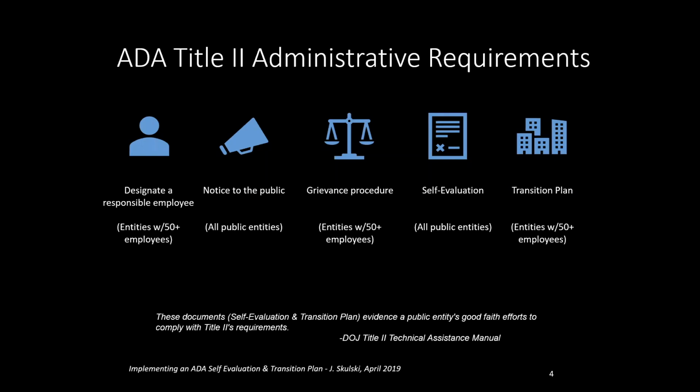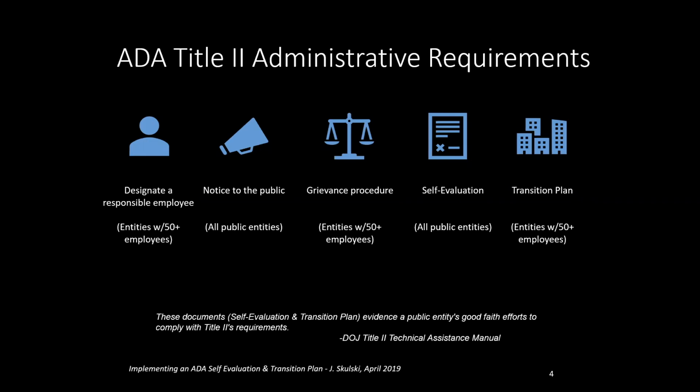But so designating a responsible employee, issuing a notice to the public about your intent to comply with the ADA, establishing a grievance procedure, conducting a self-evaluation, and conducting a transition plan. And all of these efforts, no matter if you're an entity with more than 50 employees or less than 50 employees, they all show your good faith effort in terms of complying with Title II of the Americans with Disabilities Act.